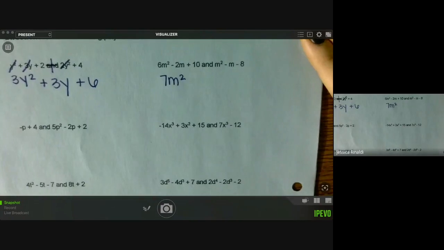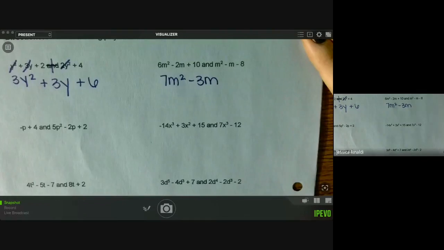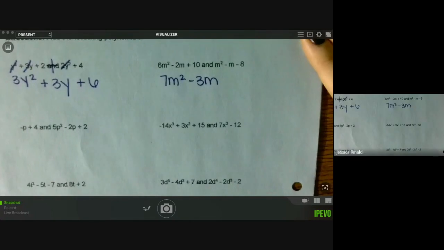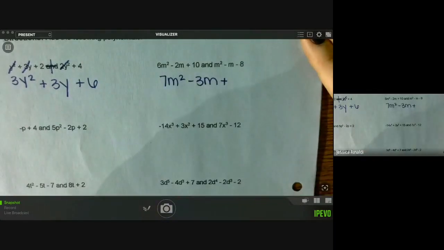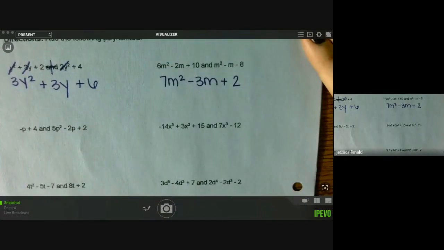Negative 2m and negative m. Maddie and Lily, good job. When I do negative 2m minus 1m, what do I get? Negative 3m. Good, Maddie. And lastly, what 2 pieces do I combine? Negative 8 and 10. Good, Sarah. Negative 8 and 10, when you combine them, you're left with how much? 2. Good, Lily. Plus 2. The girls are holding down the fort today. 7m squared minus 3m plus 2 is the correct answer.